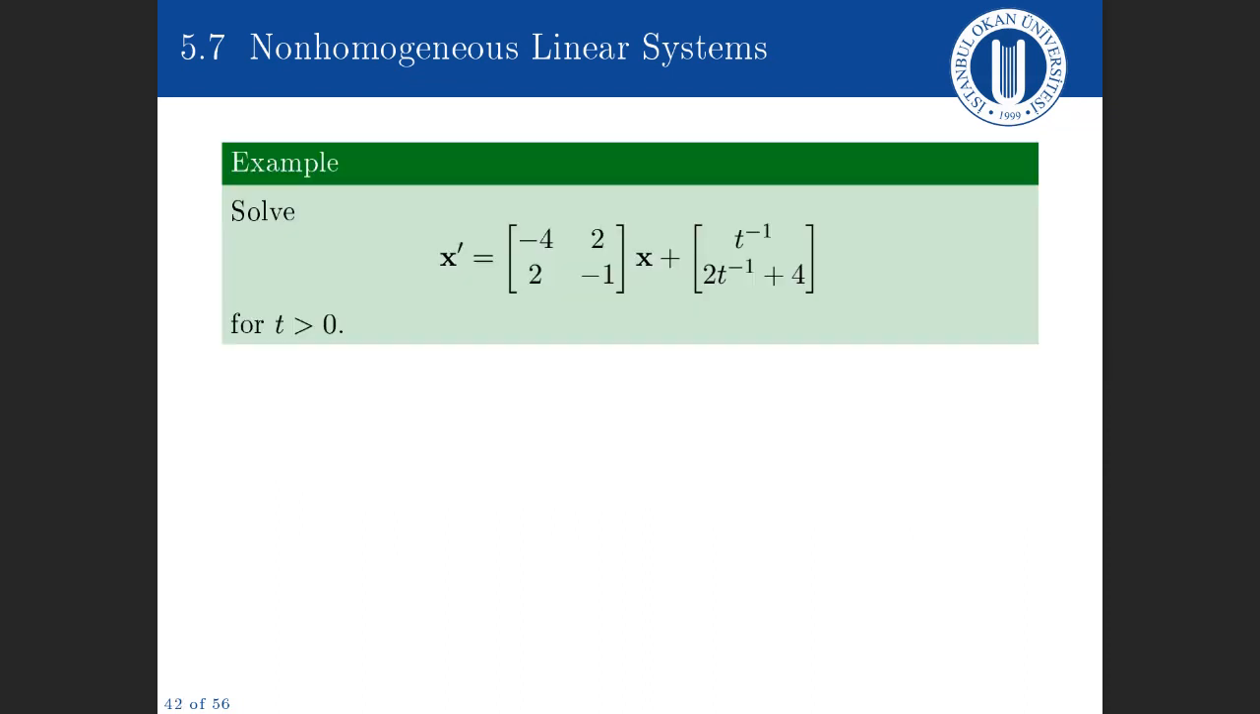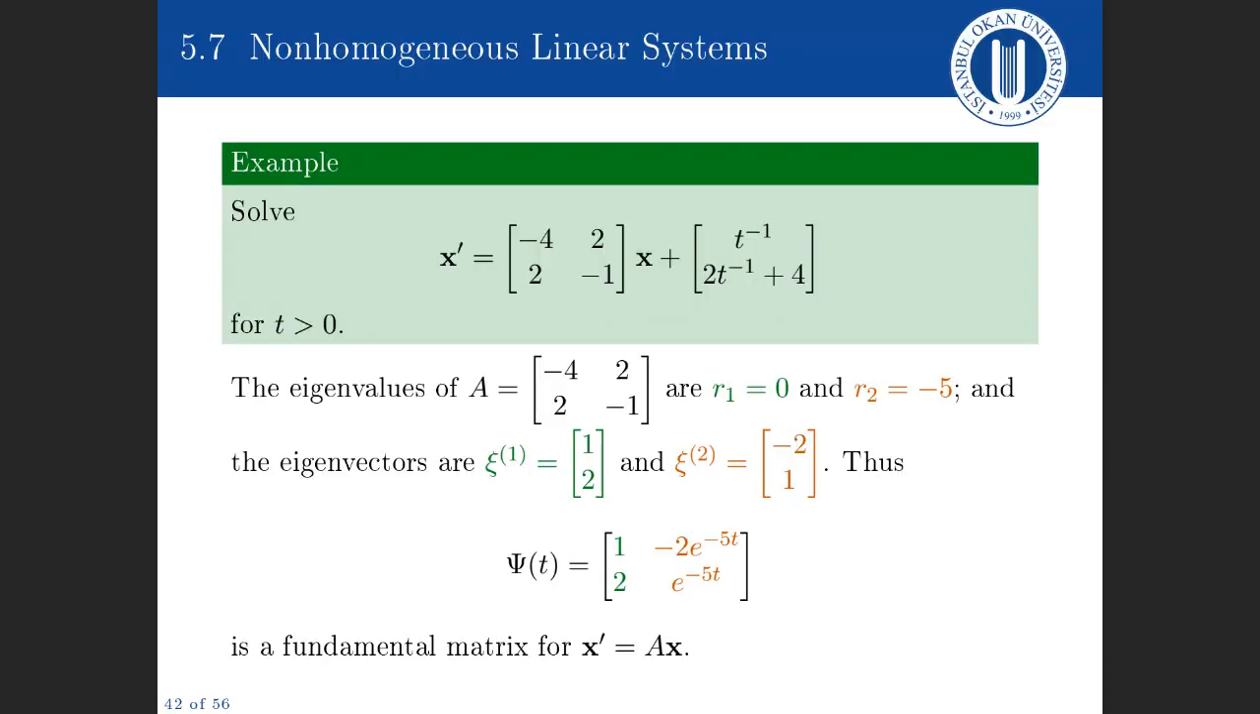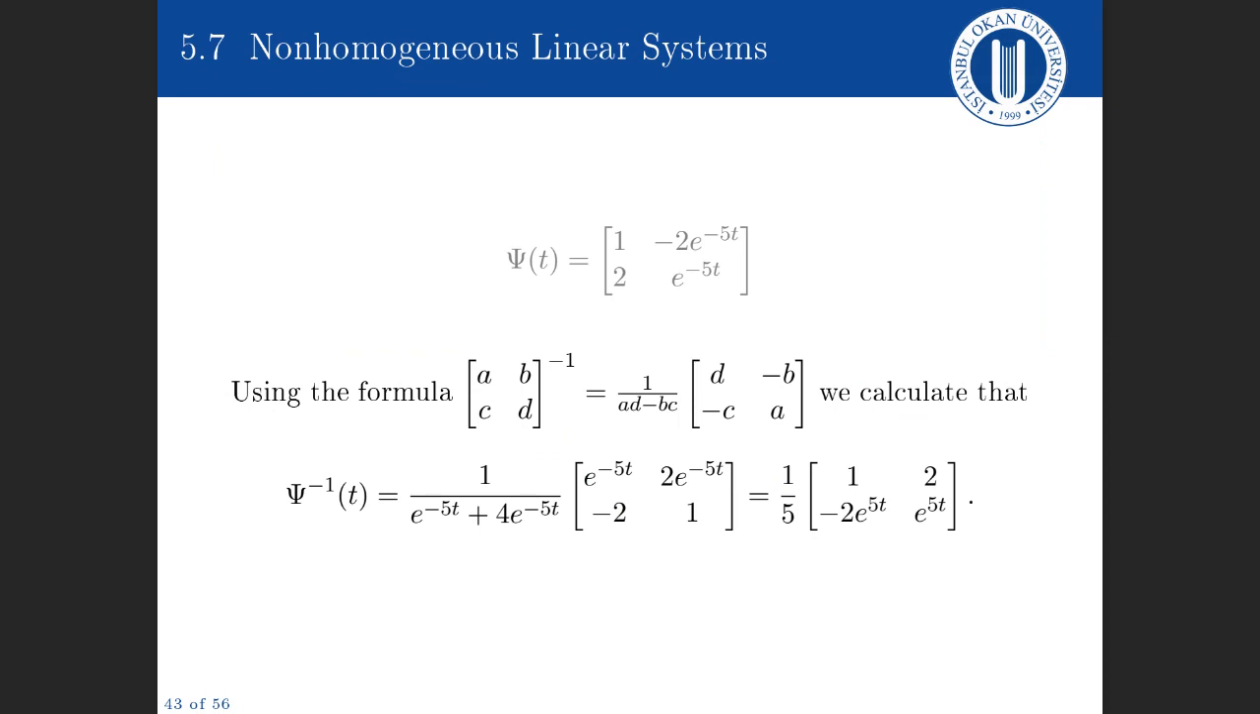Let's do another one. Step one, we'll find a fundamental matrix for the homogeneous equation. And then step two, we're going to use the formula. We need the eigenvalues and the eigenvectors of the matrix. As soon as we have those, we can write down a fundamental matrix for the homogeneous linear system. We need the inverse of psi, so that's what we do next.